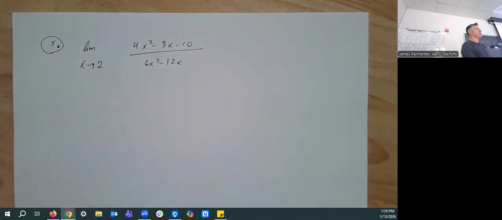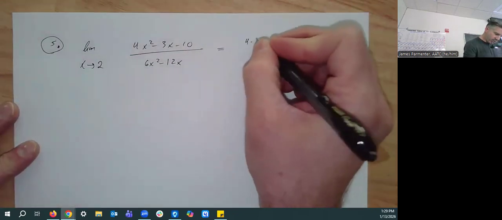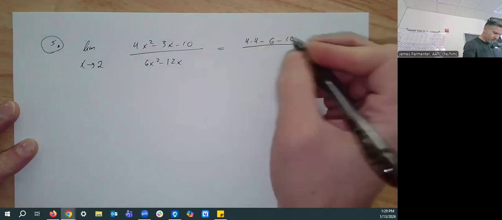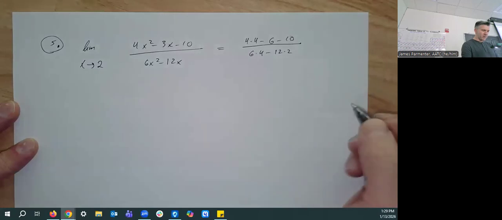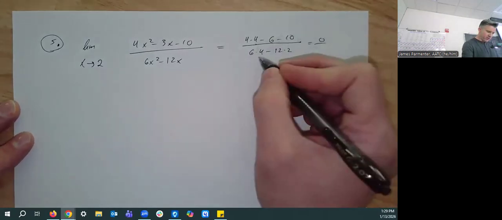What's the first thing you're going to do? Plug it in, because it might not be 0 over 0. Maybe someone gave you something really easy. It's just going to work out nicely. So let's see. If we plug it in, we get 4 times 4 minus 3 times 2 minus 10 over 6 times 4 minus 12 times 2. It looks like it's 0 over 0, because I got 16 minus 6 minus 10 over 24 minus 24.